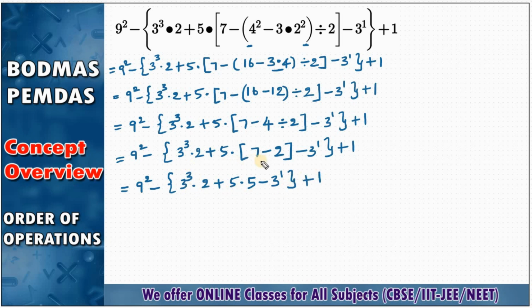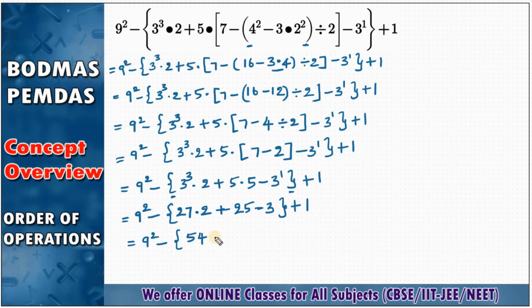Here we have removed the square bracket as well, so we have to simplify the floor bracket finally. So 9 square minus bracket of, here simplify the exponent, 3 raised to the power of 3 is 27 times 2 plus 5 times 5 is 25 minus 3 power 1 is 3. Close the bracket plus 1. That is equal to 9 square minus bracket of 27 times 2 is 54 plus 25 minus 3. Close the bracket plus 1.